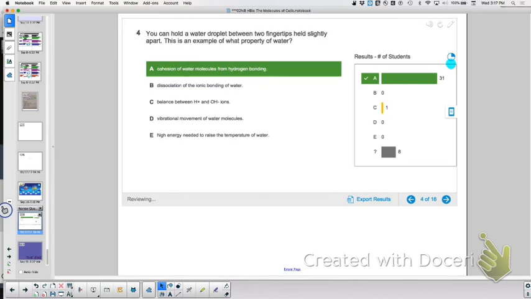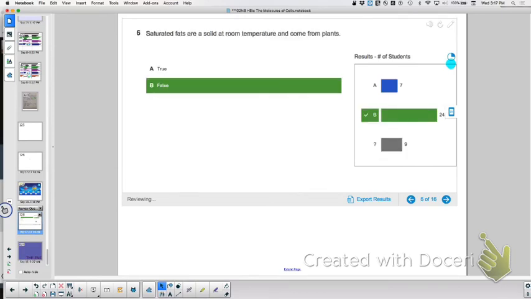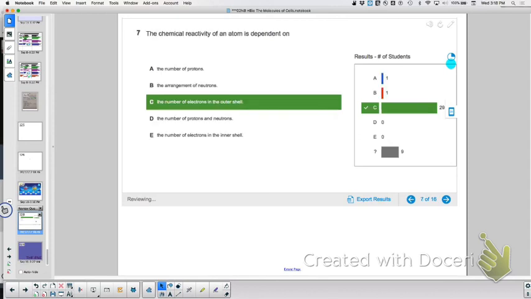You can hold a water droplet between 2 fingers held slightly apart. This is due to cohesion. Everybody but one of you got that. It is not a balance between hydrogen and hydroxide ions. Yes, nucleotides build nucleic acids. Perfect. Saturated fats are a solid at room temperature and come from plants. What makes this statement false? What should we say? Comes from animals. Yeah. Number 7, a chemical reactivity of an atom is dependent on the number of electrons in its outermost energy level. That's what determines its behavior.